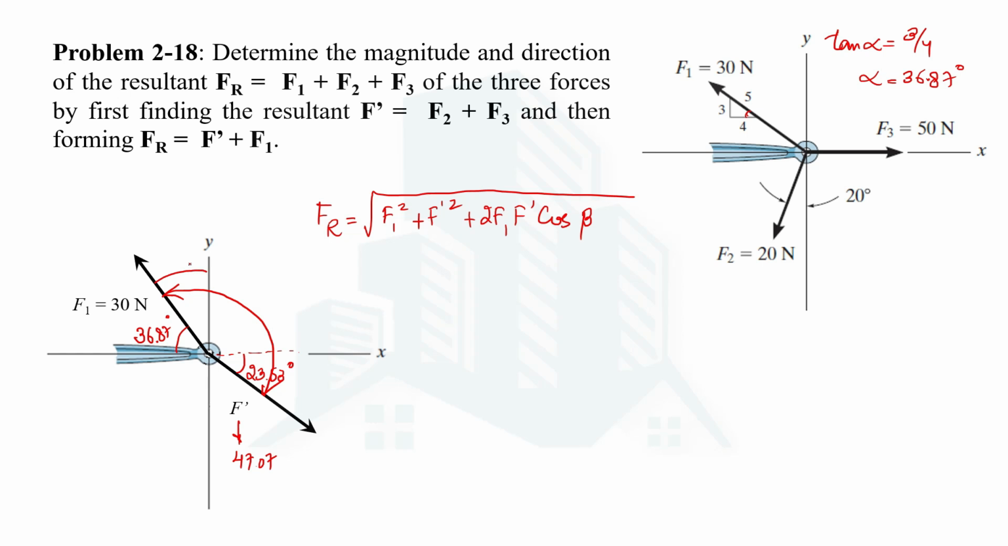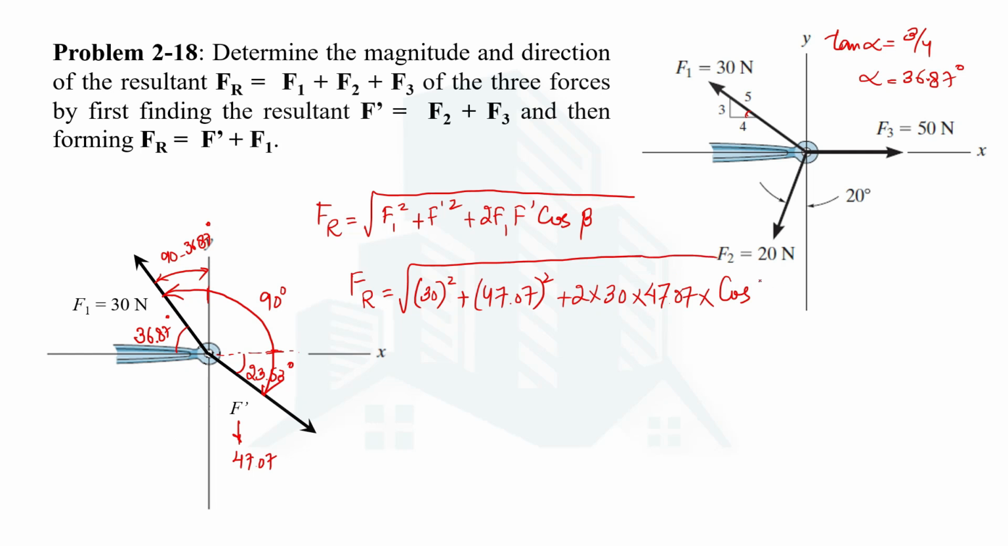So this angle is actually 90 minus 36.87. This angle from here to here is 90, and from here to here is 23.53. So we simply add all these. The resultant FR would then be equal to, we will just put the magnitude of F1 and F dash. Now cos, we will have some calculations, that is 90 minus 36.87 plus 90 plus 23.53. When you do this calculation, you're going to get the angle as 166.66. So the resultant from here would be equal to 19.17 Newton.